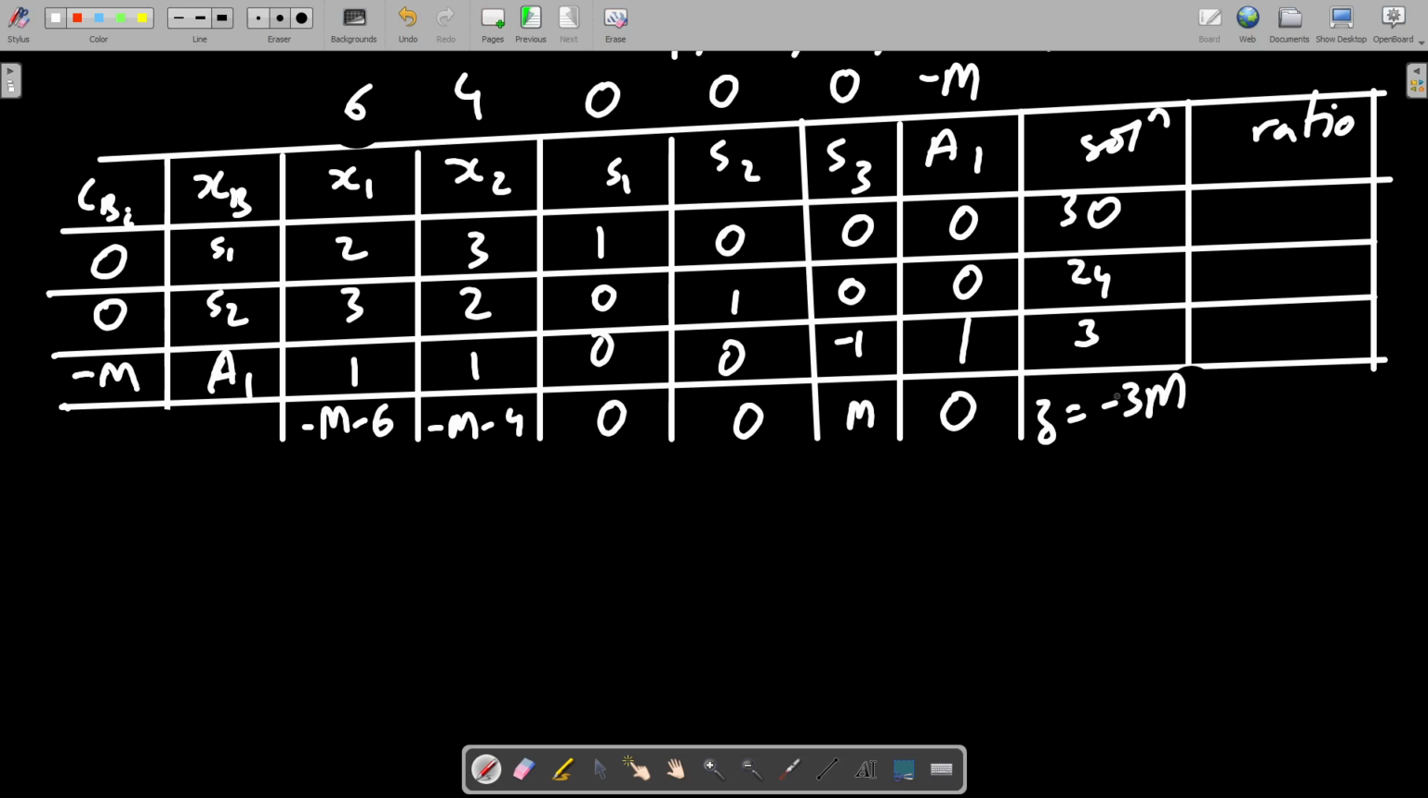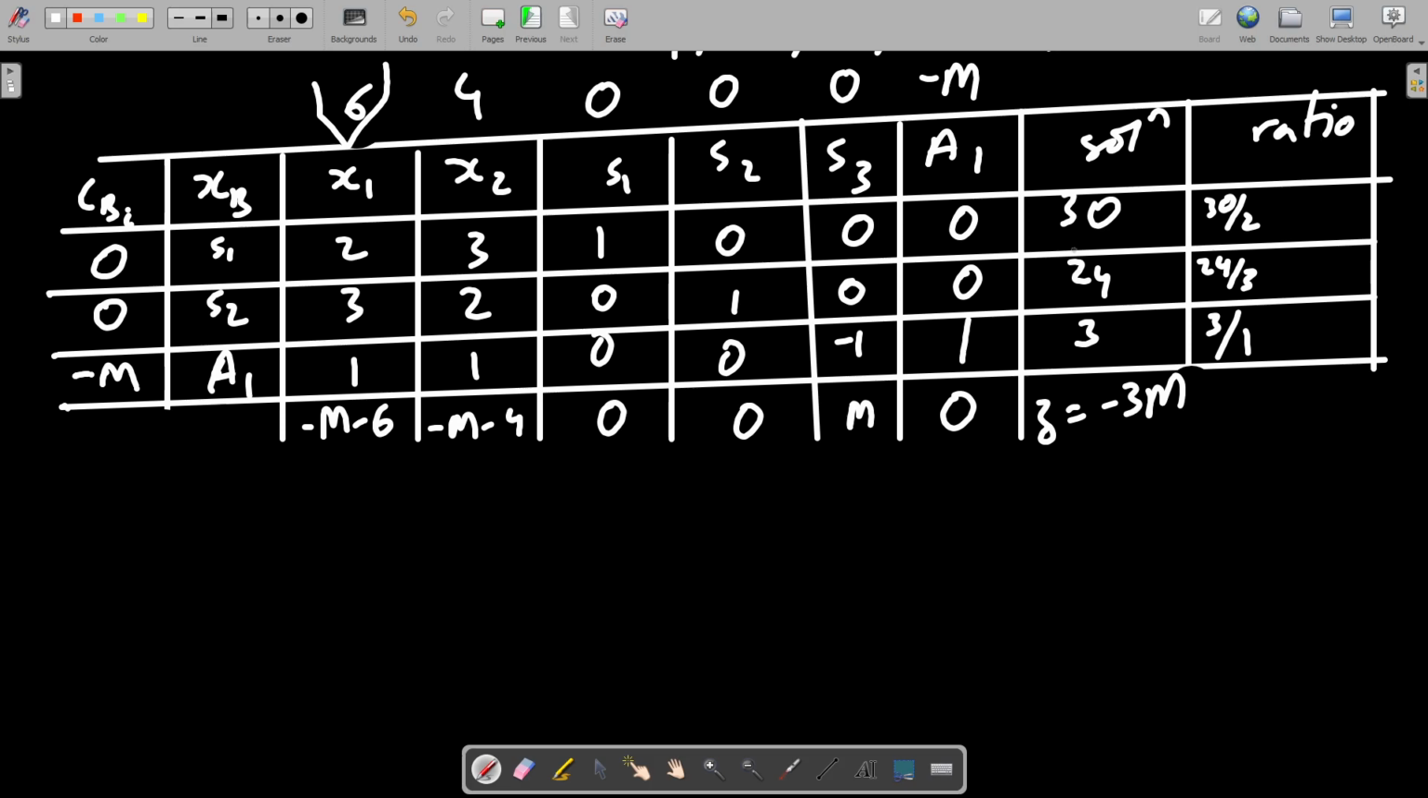Okay, so who is the most negative? This fellow, right, because it's minus M minus 6. Clear? This is minus M minus 4, so this will be more than this. Yeah, so now take the ratios here. This is going to be 30 by 2, 24 by 3, this is going to be 3 by 1.